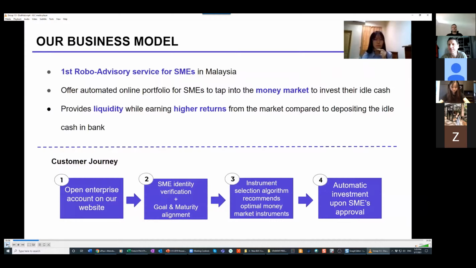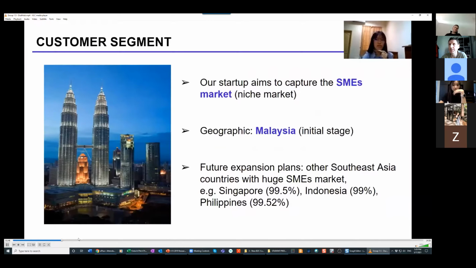Investing in the money market through our platform, this in the Philippines, will be considered. This will allow us to gain more revenue streams by duplicating our business model in other countries. Next slide.